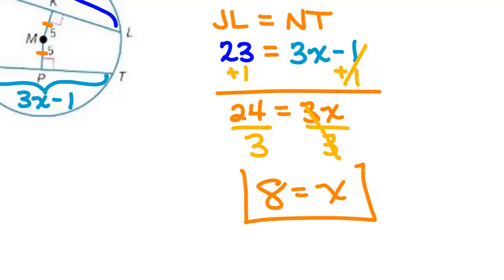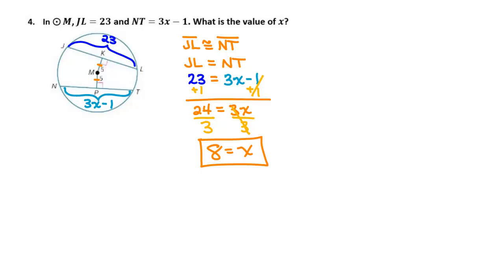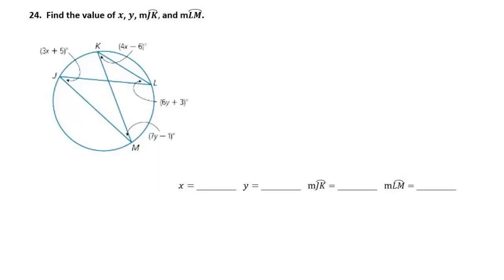All right. And now 24, which is the very last problem. And I am really glad that we are doing this one. I was really glad that we did number 2, because we had a question like number 2 on the first skills check. And a lot of people struggled with that. And I'm really happy to see this one, because we had one like this on the skills check yesterday. We need to find x and y and arc JK and arc LM.